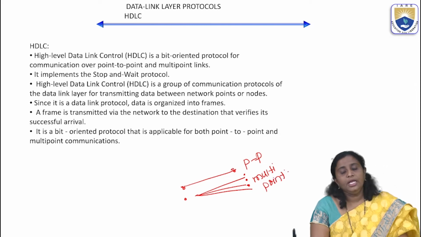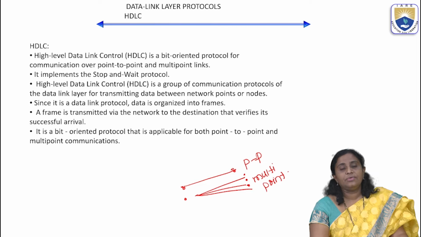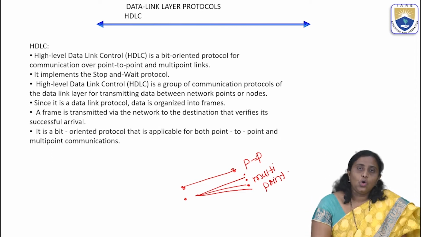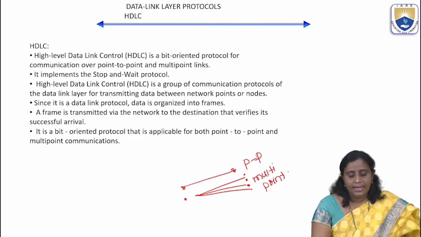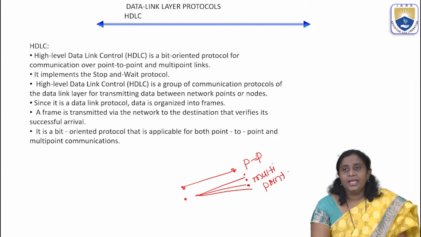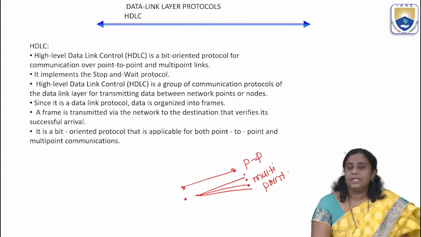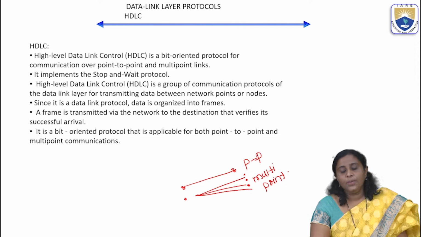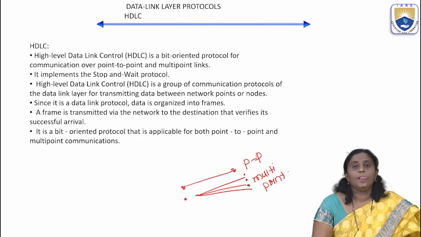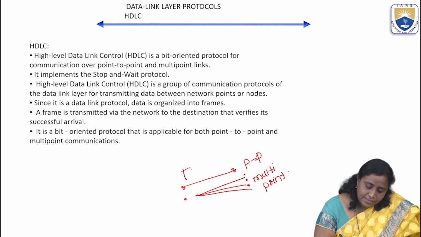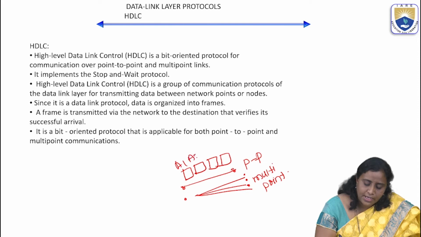Here it implements the type of protocol, as we have already discussed, the stop and wait protocol. HDLC, High Level Data Link Control, is a group of communication protocols of the data link layer for transmitting data between network points or nodes. Since it is part of the data link layer, the data is organized in the form of frames, some A1, A2, A3, A4.